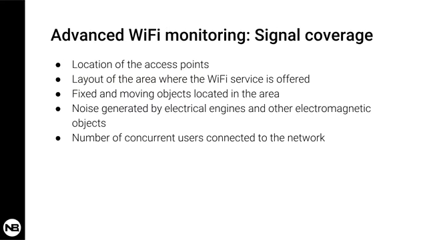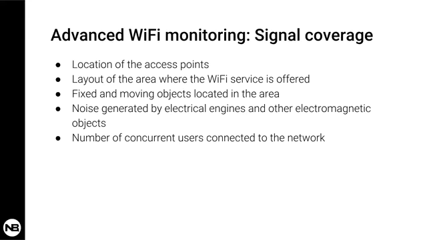So specifically for this requirement, the site survey, this is what you should consider. Generally, it's the location of the access point and the layout of the area where the Wi-Fi service is offered. Consider fixed and moving objects located in that area. For example, if you have a water tank or an aquarium, water, of course, alters the Wi-Fi signal. If you have an area where a lot of people are walking, that of course will affect your Wi-Fi coverage and so on.